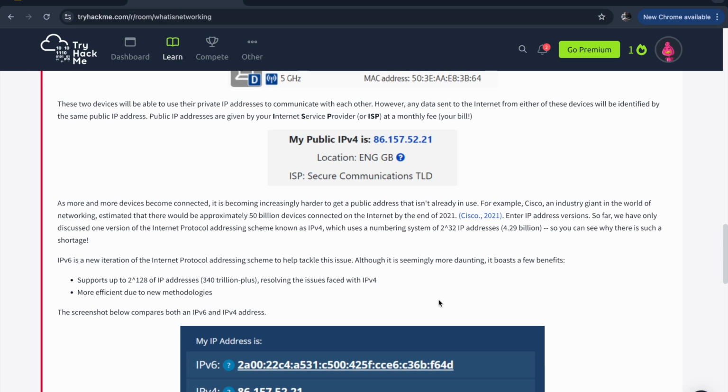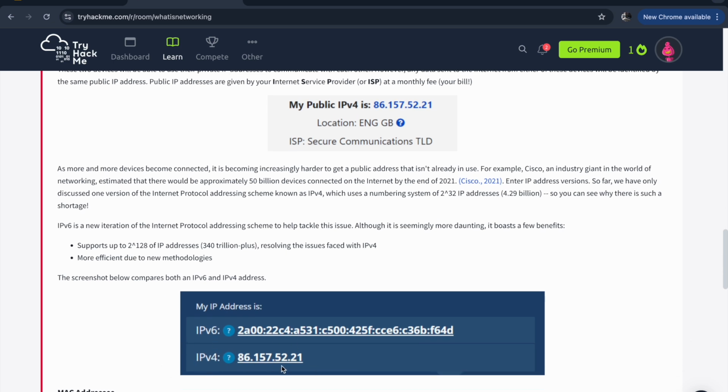IPv6 is a new iteration of the Internet Protocol addressing scheme to help tackle this issue. Although it is seemingly more daunting, it boasts a few benefits. It supports up to 2 to the power of 128 IP addresses, 340 trillion plus, resolving the issues faced by IPv4. It is also more efficient due to new methodologies. The screenshot below compares both IPv6 and IPv4. IPv6 seems very daunting at first, but you're going to get used to it. But IPv4 is what we're going to be focusing on because IPv6 still has the same kind of concept.